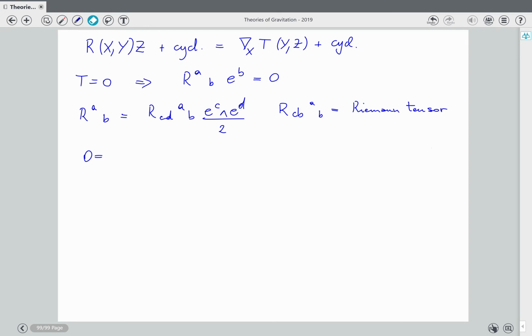you have 0 equals R^A_B wedge E^B, that's 1/2 R^A_{B CD} E^C E^D E^B. So this is a three-form and it must be 0, which means that if you completely antisymmetrize these three indices, you must get 0. And that is what you know as the first Bianchi identity.